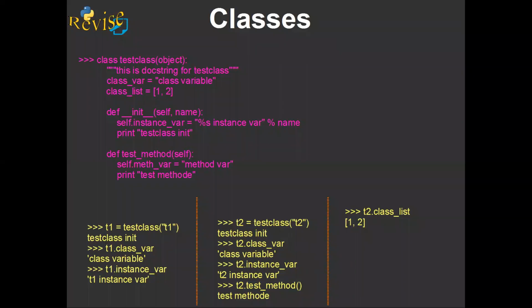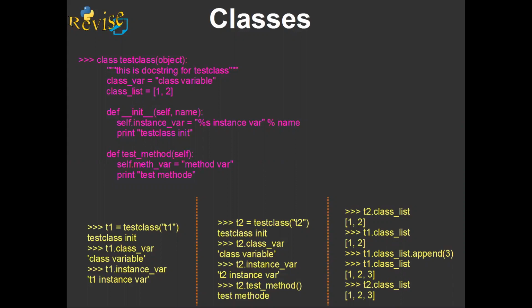So T2.classList is 1, 2. Same way, T1.classList is 1, 2. Now what we'll do is append 3 to the class list. So it becomes 1, 2, 3. And we did it using the T1 instance. Now if you access T2.classList, it also got changed. So this way, all the class variables which are iterable are referencing the same memory location. Just keep in mind that iterable class variables, like a list, are shared across all the instances in Python.